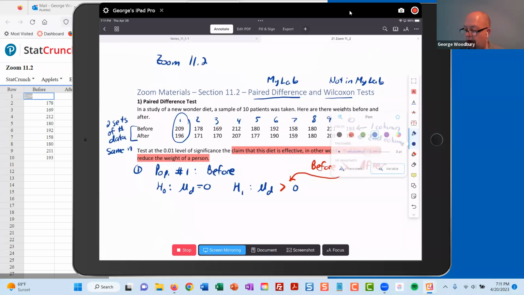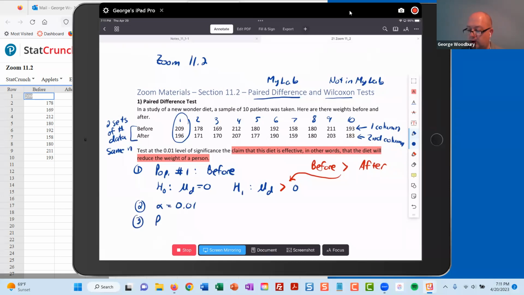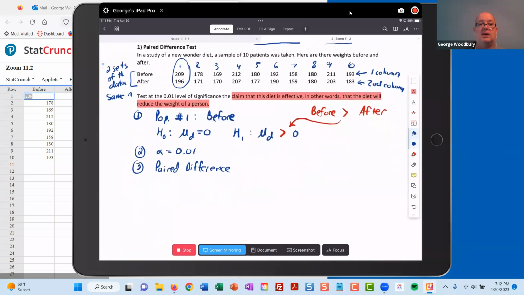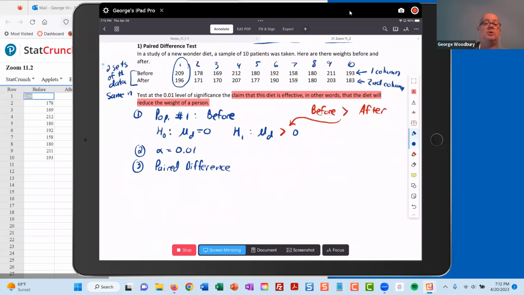Right. Back to this hypothesis test. Second step, pretty straightforward. Level of significance is 0.01. Third step, it looks like it's pair difference. And I say that because there are conditions that we have to check, and we won't really know until we try to do it as a pair difference whether those conditions are good or not.